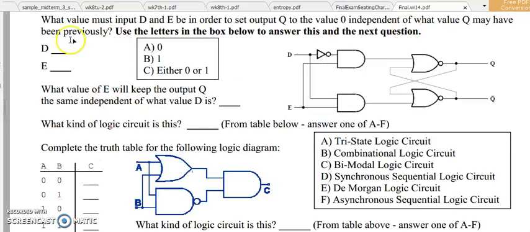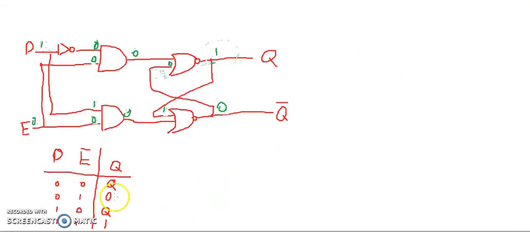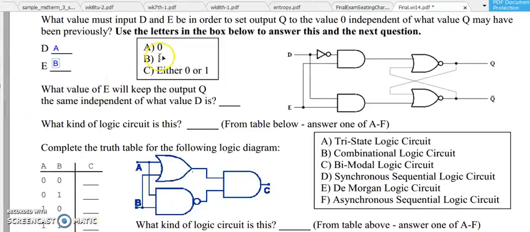So go back to the question. In this case, for the Q value to be 0 independent of Q, D will need to be 0, and E, which is usually known as an enable bit, is going to be 0. And through our diagram, we can see these two are Q, and what value of E will keep the same? Well, when you have an enable bit of 0, they will be the same.